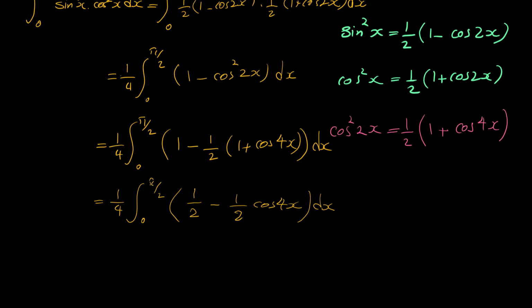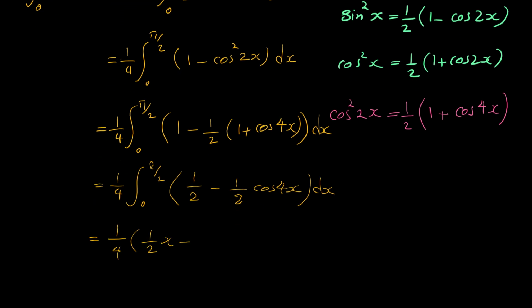Integral of 1/2 is 1/2 x, and integral of 1/2 cosine of 4x is 1/2 times 1/4 sine of 4x, which can be written as 1/8 sine of 4x, from 0 to pi over 2. First we plug in pi over 2. If we plug in pi over 2 here, we have pi over 2 times 1/2, which is pi over 4. If we multiply that by 1/4, it would be pi over 16.